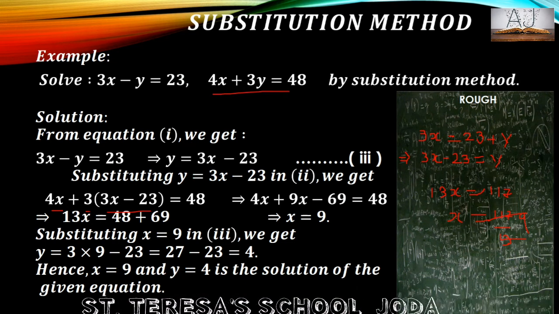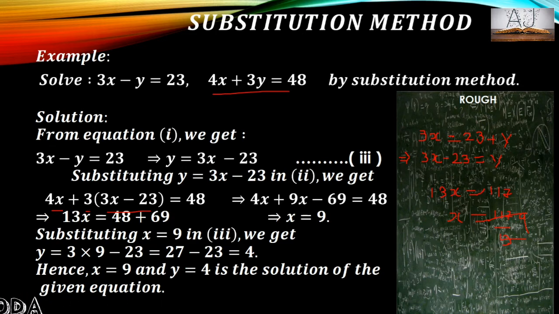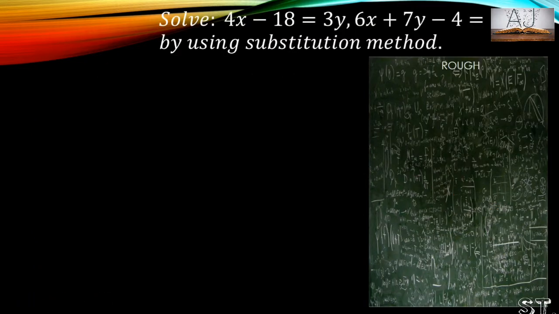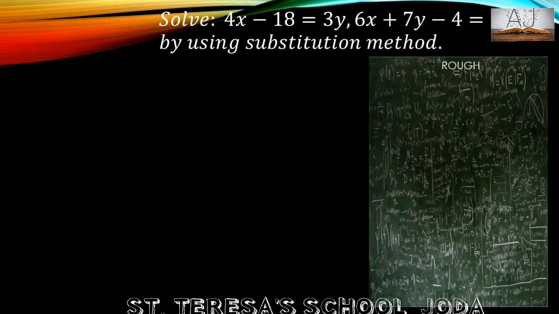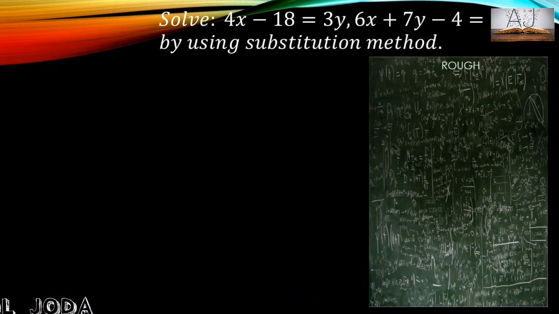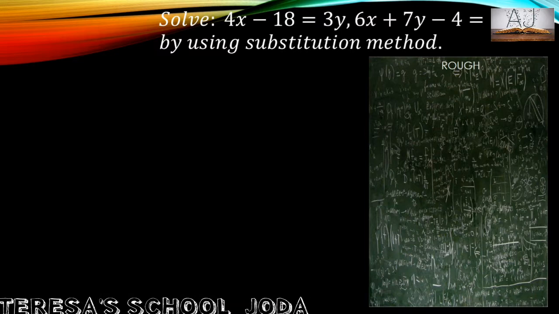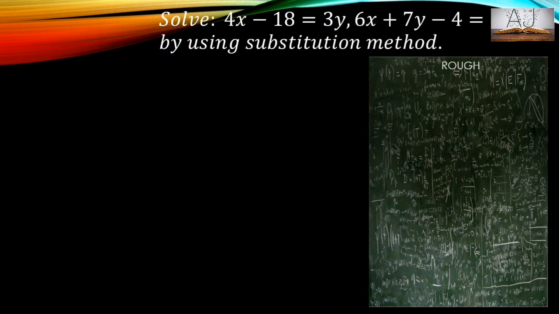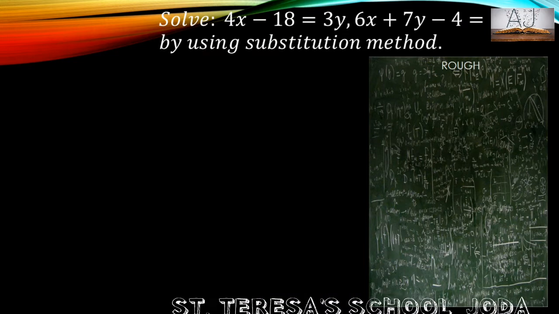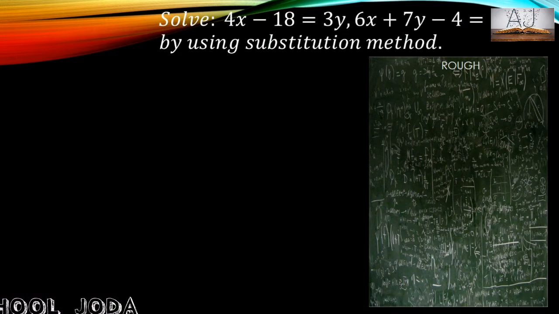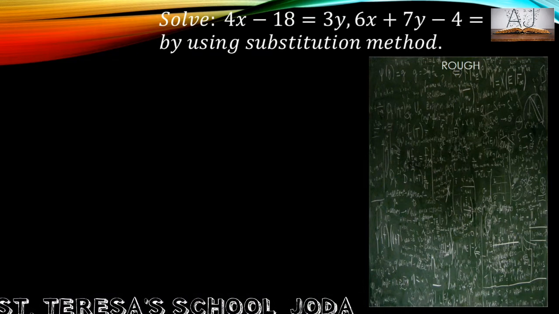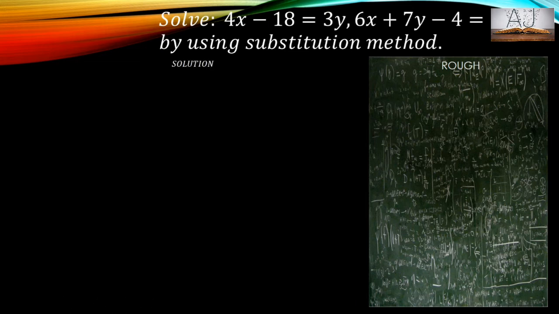We can try one more such type of simultaneous equation, and we will try to solve it by the same method. So I am giving you the question. Solve 4x minus 18 equal to 3y and 6x plus 7y minus 4 equal to 0. This we have to solve by substitution method. So pause the video, solve it, and after doing it, play the video again and then try to find out whether you have done it correctly or not.